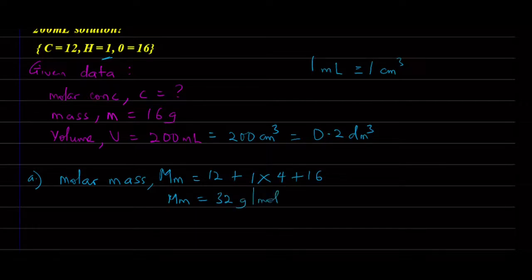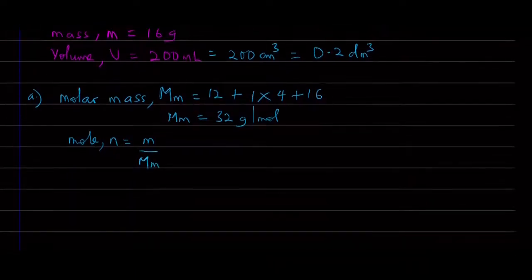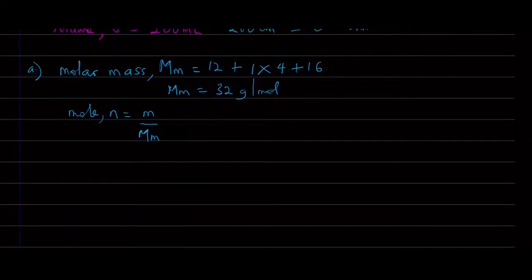Since we have gotten the molar mass, we can use that to calculate the mole, as mole is defined as mass over molar mass. So in this case, the mass given is 16 and the molar mass here is 32. So we are going to have this as the mole.